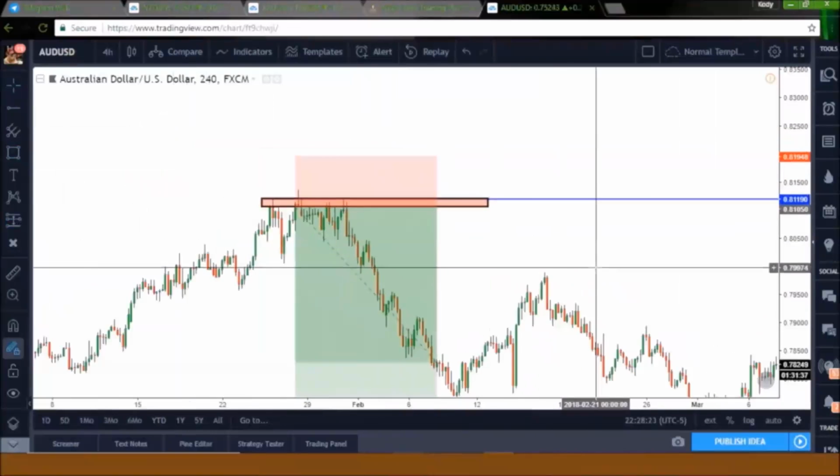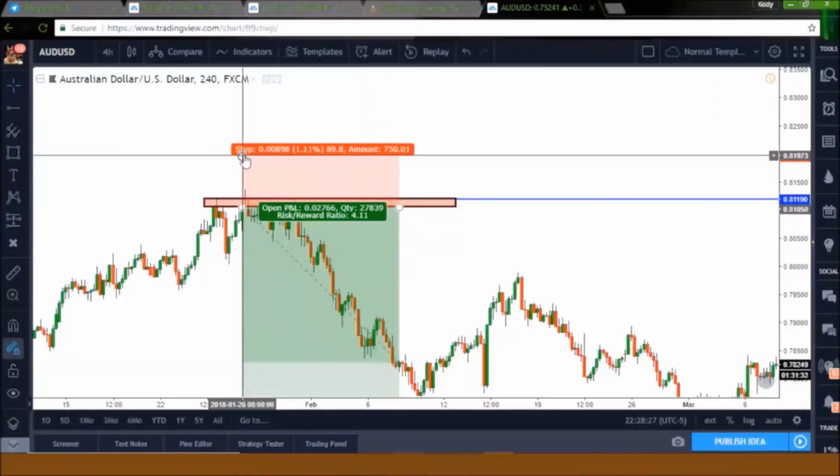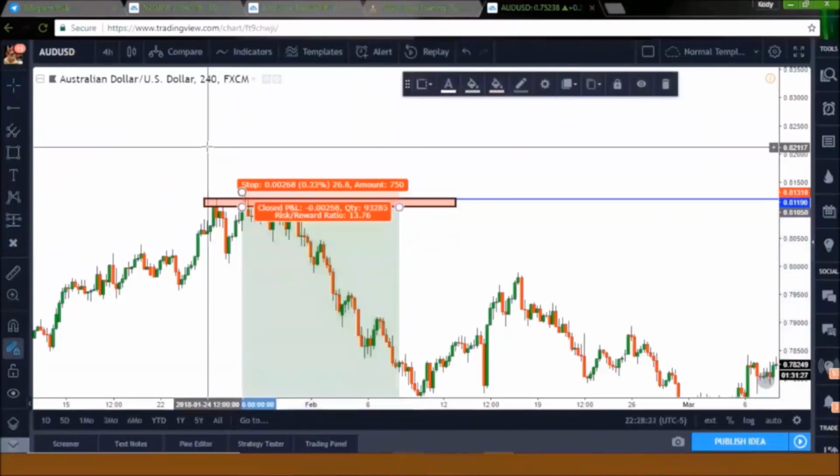But in terms of this stop loss up here, a lot of guys who are new or don't understand how to properly use their stops will put their stop loss right here above this zone.